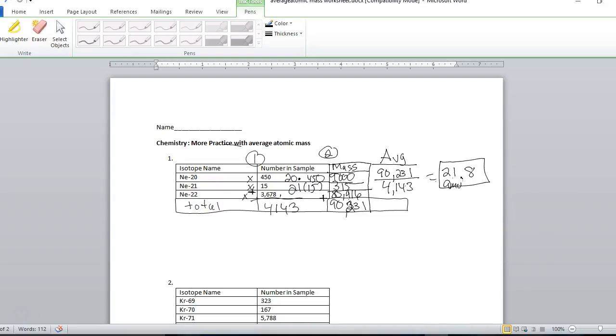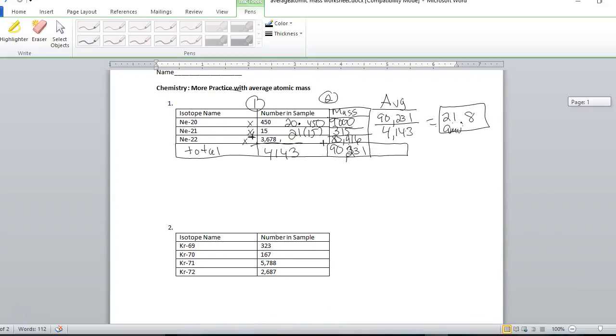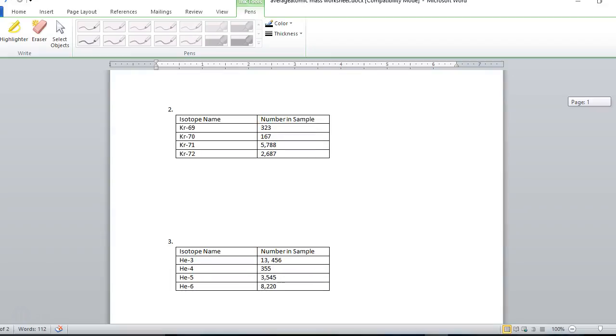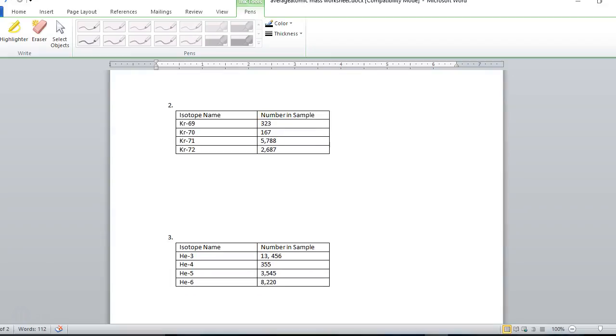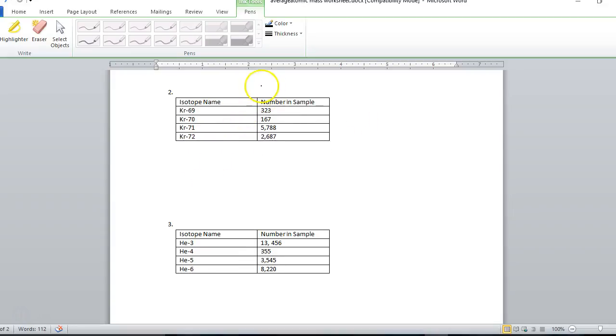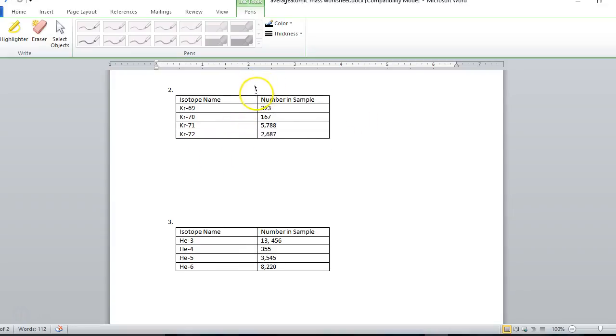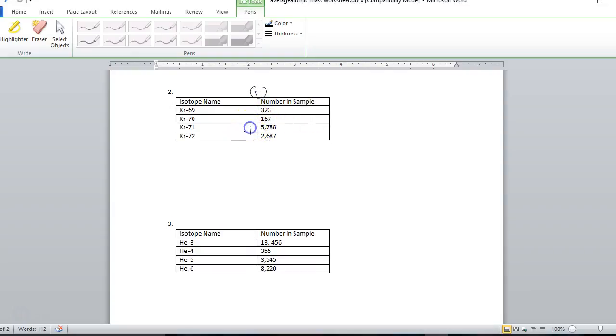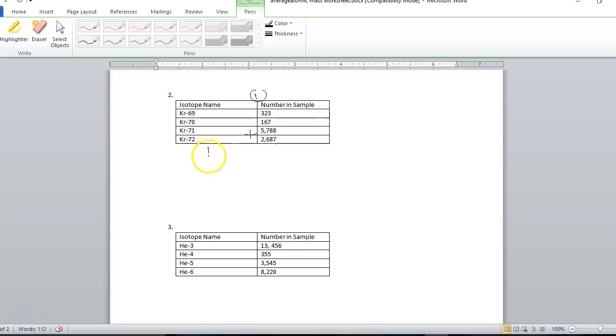All right, let's try one more. We'll try this with krypton here. Okay, so krypton, 69, 70, 71, 72. The first step is to get your total in sample. So we're going to add our sample here together.